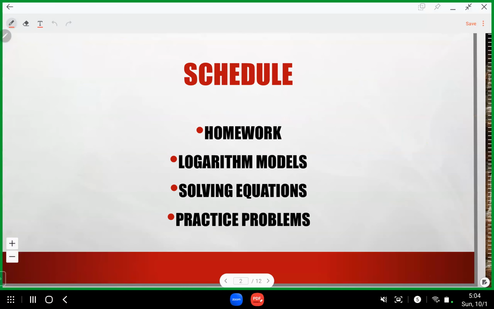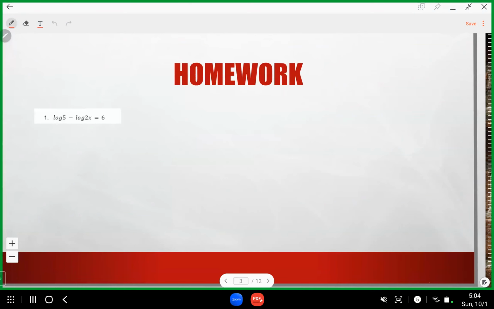Okay, yes, very good. So yeah, today is the third lesson of exponential and log functions. So we're going to go over homework and then logarithm models, solving equations, and then practice problems. So let's just start with the homework then. Everybody, I'll give you a couple moments to do the homework.